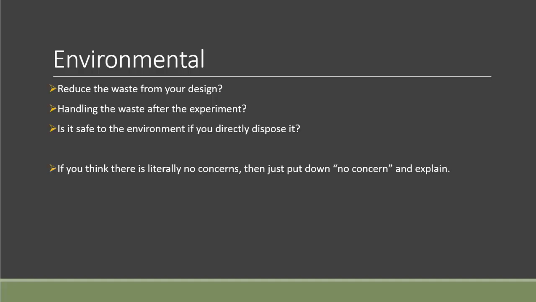Lastly, environment. It should be quite straightforward. Something you have to think about is whether or not you can actually reduce the waste from your design. So maybe instead of using some sort of chemicals or water, can you actually reuse that water from each trial instead of just getting new stuff for each trial? That's one thing. Second thing is how do you handle the waste? Even if you reuse it, at the end you still have to handle those chemicals or whatever after the experiment, right? So how do you actually handle it after the experiment?